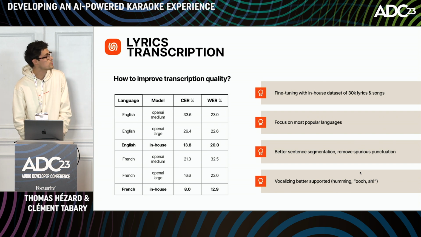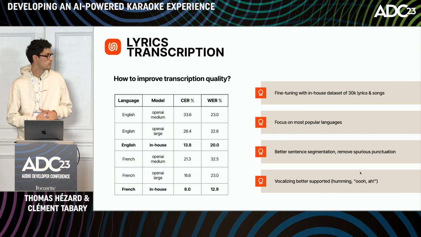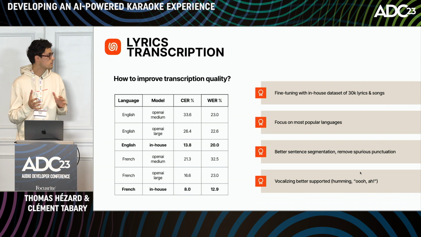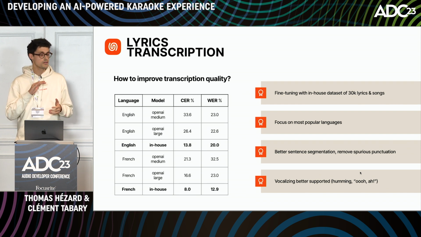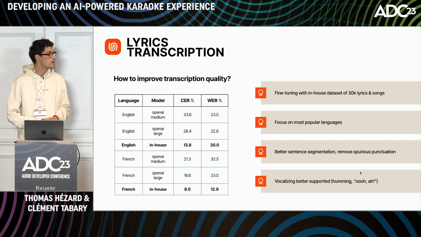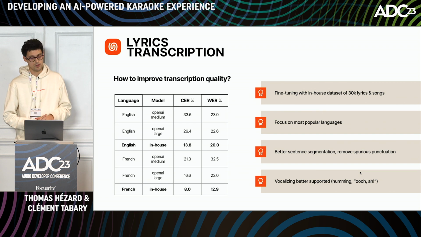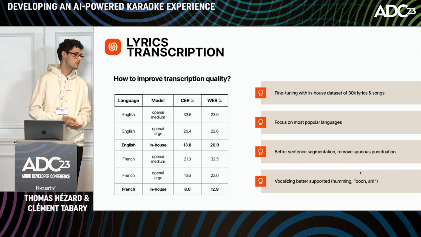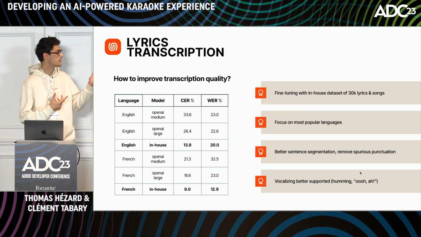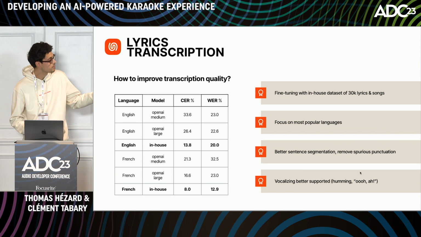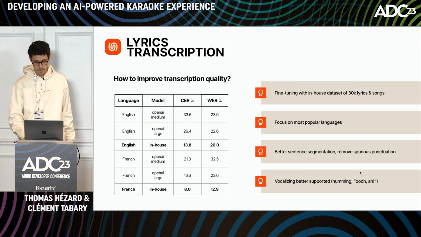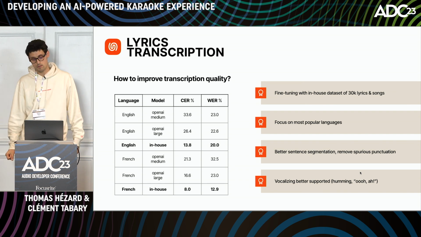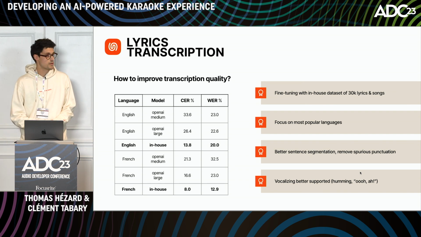We focused only on the most popular languages, those that are available in our dataset. And we found out that we had better sentence segmentation, and the lyrics weren't weird as before. They also remove spurious punctuation, and mostly we have support for vocalizations. Humming and singing words that don't carry much meaning, like oohs and ahs. So it's still not perfect, it's still not 0% error, but it's better and it can be good enough, I guess, for people to sing along.